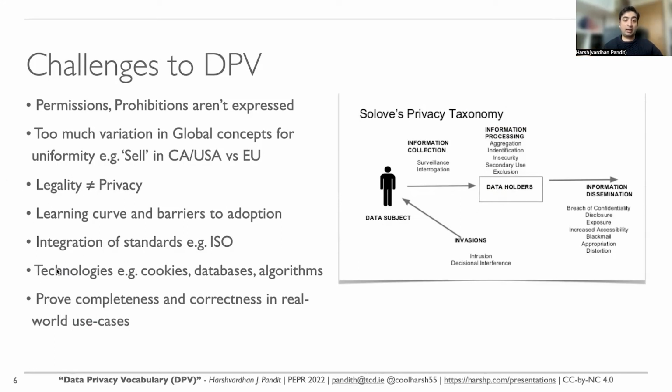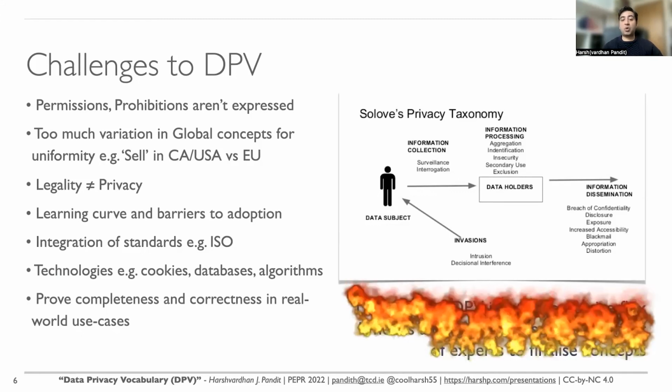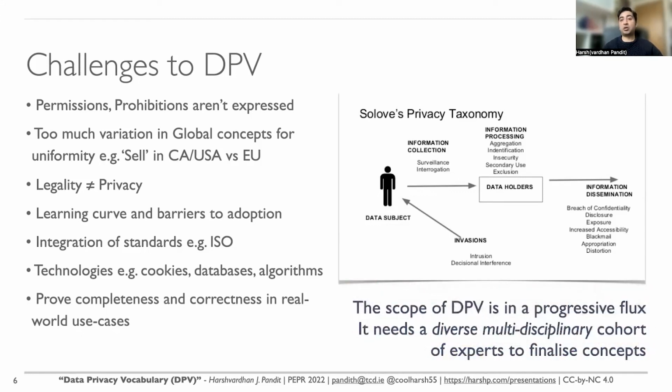It also has the challenge of how to integrate such standards, how to address complex technologies such as use of cookies and database and algorithms, which can vary or which can be very complex to prove. And all of this requires participation of multidisciplinary cohorts such as lawyers, data protection experts, developers, technical experts, authorities, and so on, which is why the DPVCG is a community group whose members are experts across all these different domains, and the DPV represents a sort of a consensus between these different cohorts.